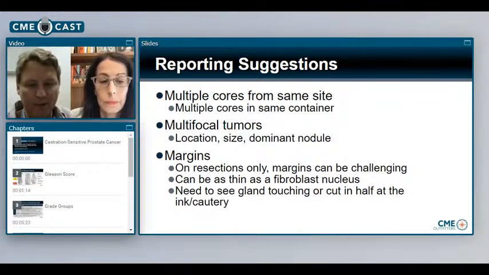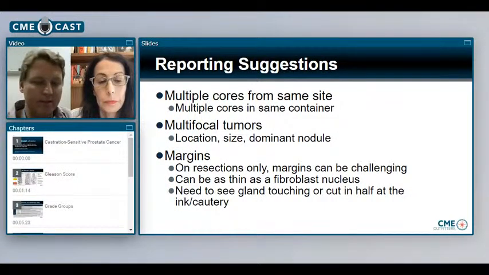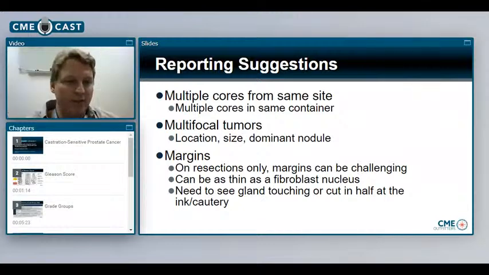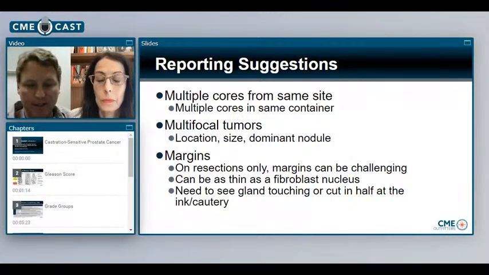Another thing to understand is margins on the resections. We don't do margins on a biopsy. It makes no sense. But margins on resections are different in a prostate versus almost every other organ. Prostate carcinomas tend to be in the peripheral zone, so they can be quite close to the surgical margin. In a breast, if it's 2 millimeters away, that's a positive margin. Whereas in a prostate, if the gland is within, say, the width of a fibroblast or lymphocyte nucleus, a tiny sliver of less than 7 microns, that's still technically a negative margin. Or if you can make out a sliver of collagen between the gland and the ink, and the gland is not actually touching the ink, then that's technically a negative margin.